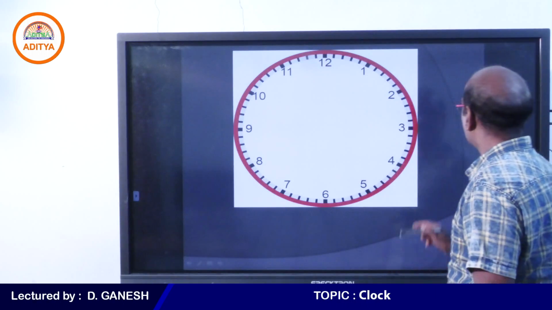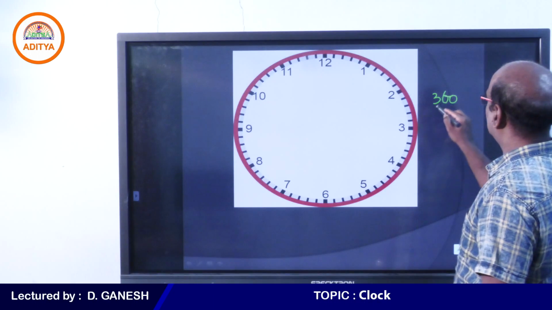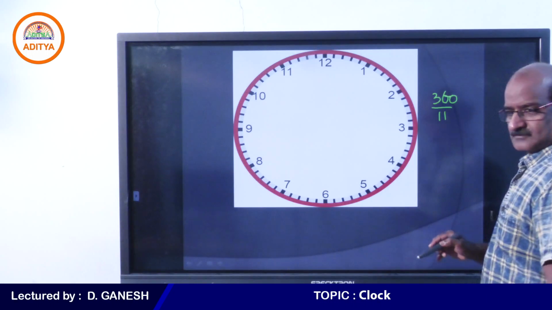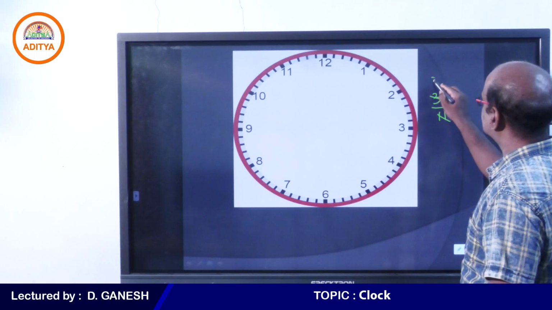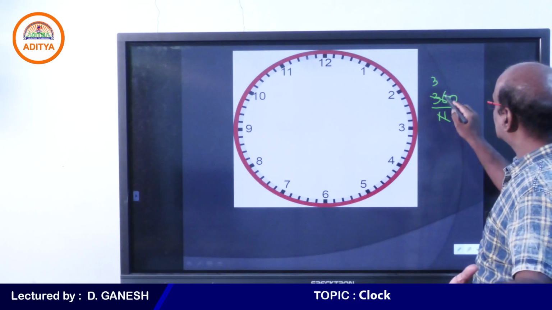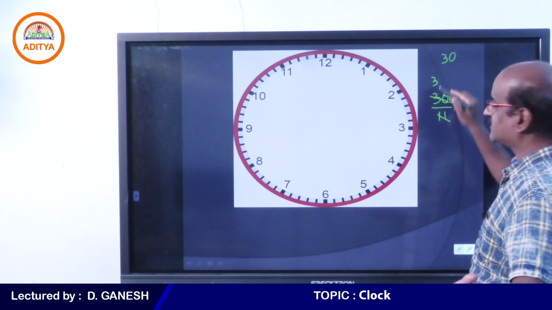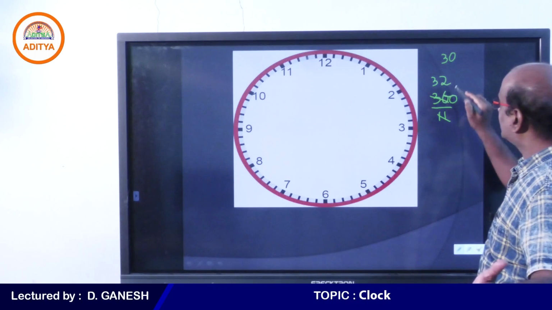Okay, student, never mind. For example, if I have to cancel 360 by 11, the calculation is not very complicated. 11 goes into 36 three times, 33. After 33, you are left with 3. So 0 is already there. 11 goes into 30 two times.